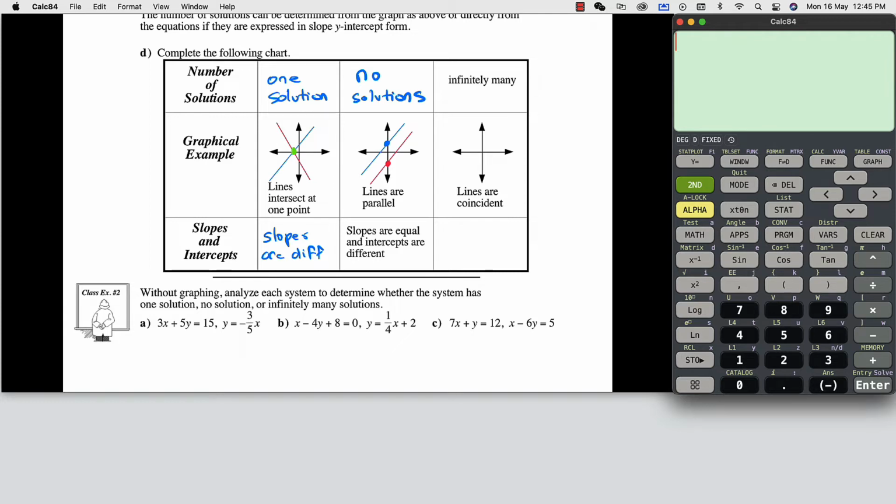Okay, and the next one says there are infinite solutions. That means the lines are coincident, which means they're overlapping, which means I've got one and the other one, and they literally go over top of each other. And what do I know about this one? Well, the slope is the same, and the y-intercept is also the same.